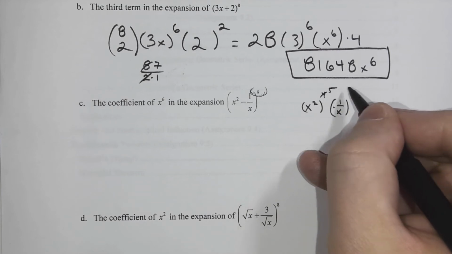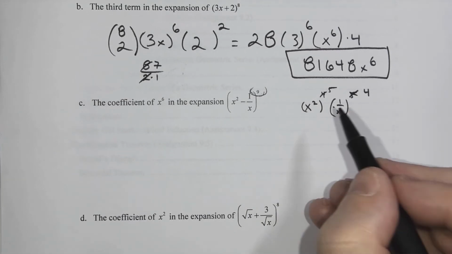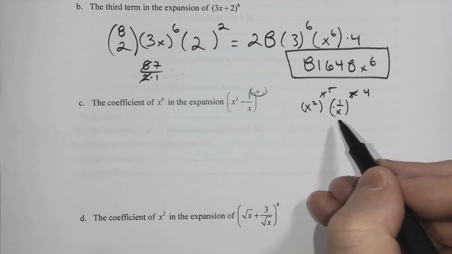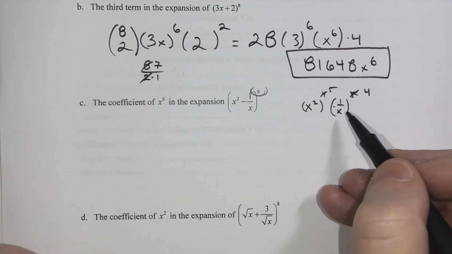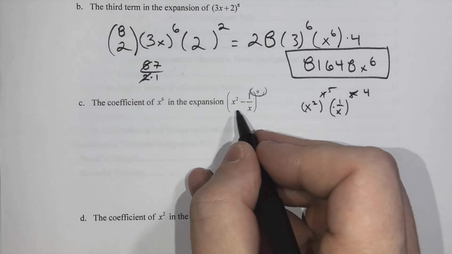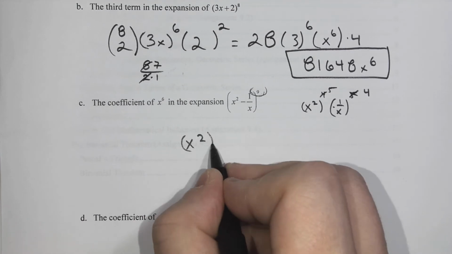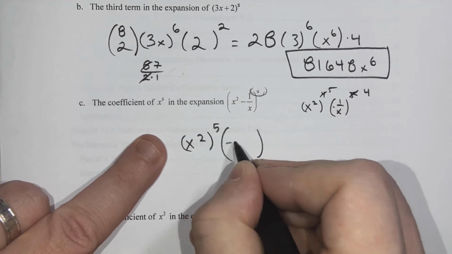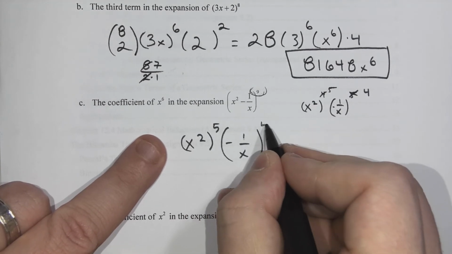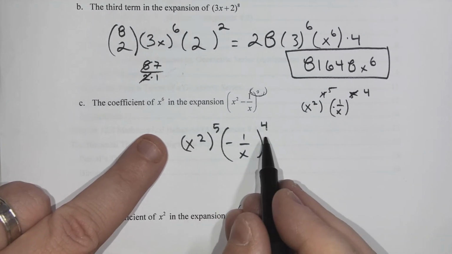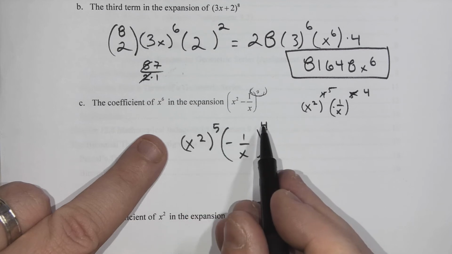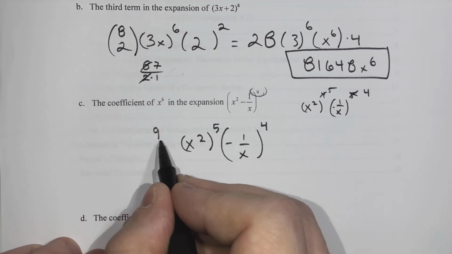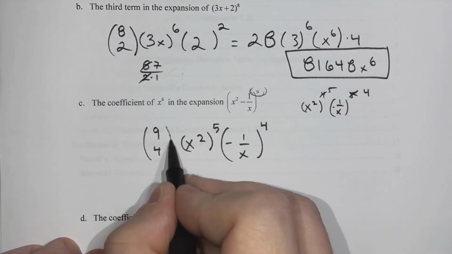So let me go 5 and 4. x to the 10th, x to the 4th in the bottom. Yep, that's going to do it for us. So we want 5 and 4. So that's what motivated me to get x squared to the 5th, negative 1 over x to the 4th. Notice the 5 and the 4 add up to 9. And then out in front, we're going to have a 9 choose either 4 or 5.